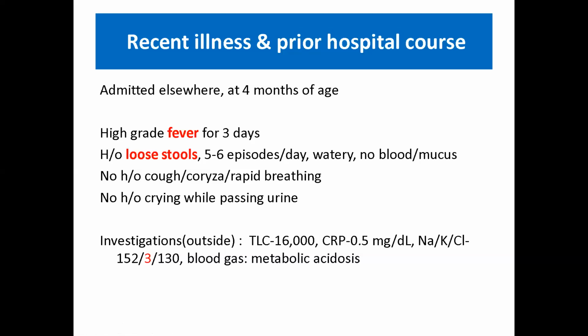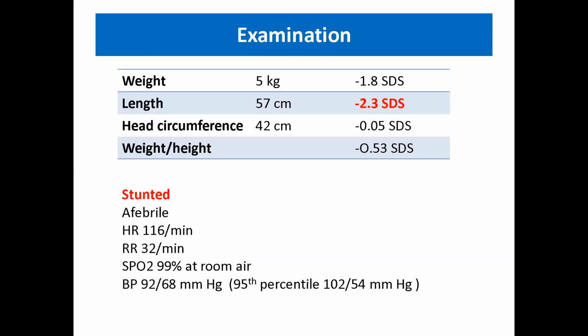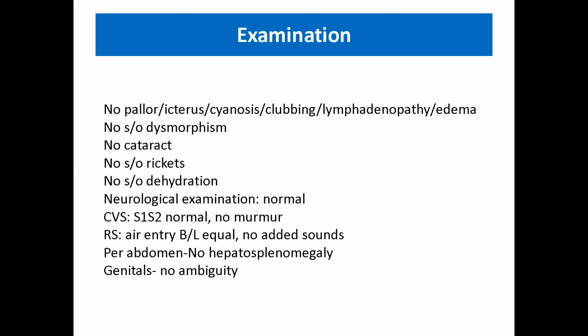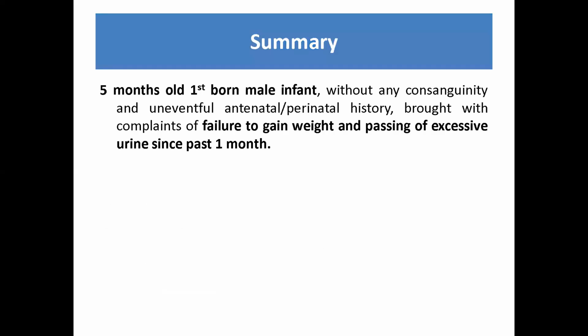So a 5-month-old infant with a history of frequent passage of urine and frequent demands for feed, with a recent history of loose stool and fever, was admitted with us. His anthropometry suggested that he was stunted. Otherwise, vitals were stable and blood pressures were within normal limits. The general physical examination was absolutely normal. There was no dysmorphism. There was no evidence of rickets. There were no signs of dehydration, as the infant had presented with loose stools but no dehydration was there. Even the systemic examination, including the genitalia, was absolutely unremarkable.